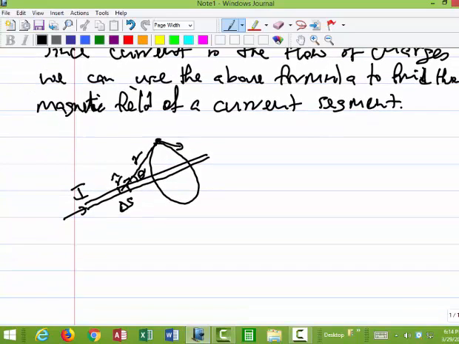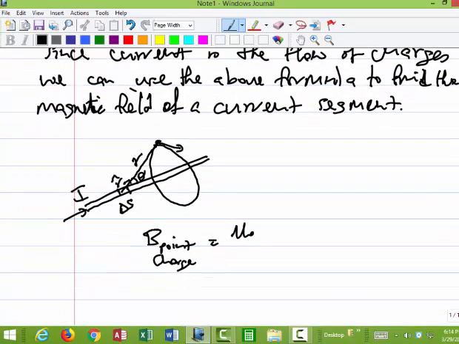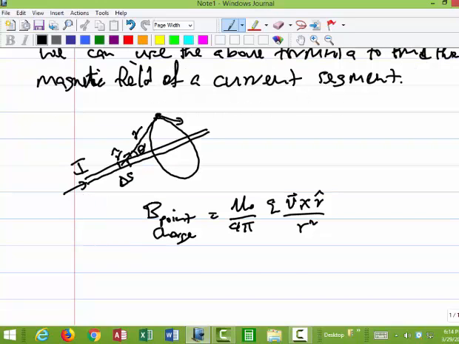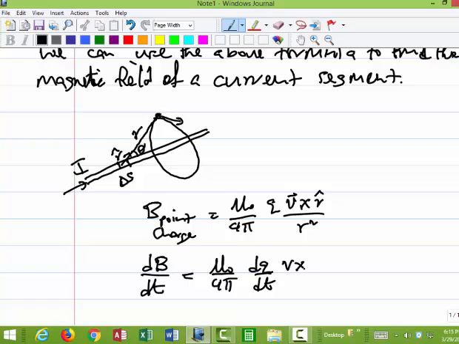And the way I will do it is I'll start off by saying, B for a point charge is given here. It's equal to mu naught over 4 pi, and we have Q V cross r hat over r squared. Let me see, did I put an I? No, there was no I. So we just take dB dt, and we can write this as mu naught over 4 pi, and then dq dt, v cross r hat over r squared, like that.